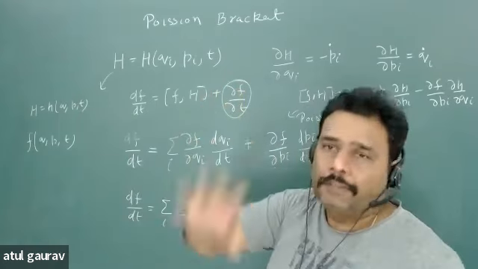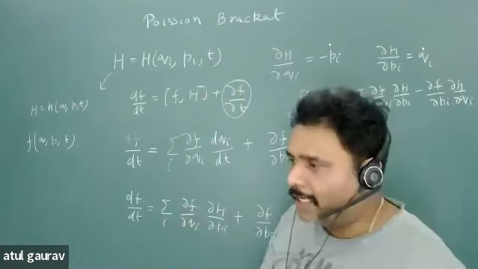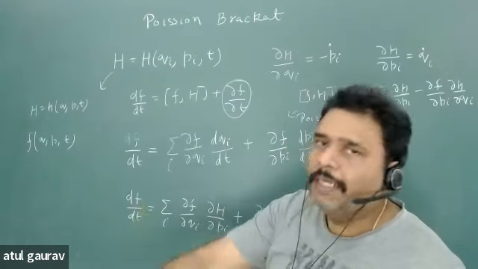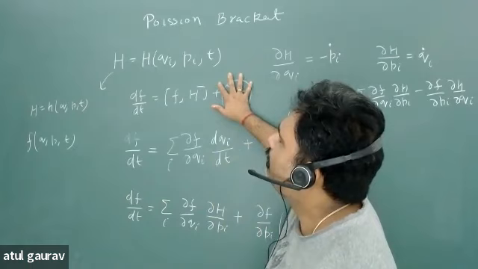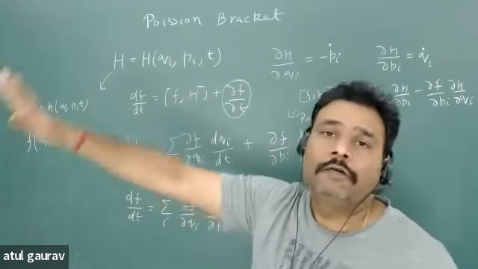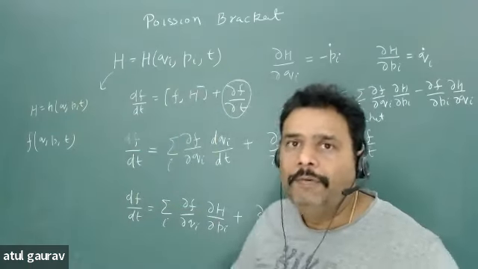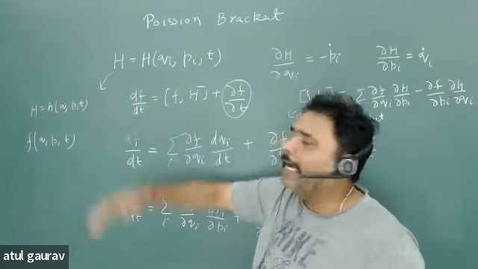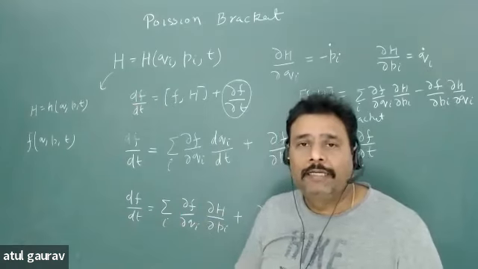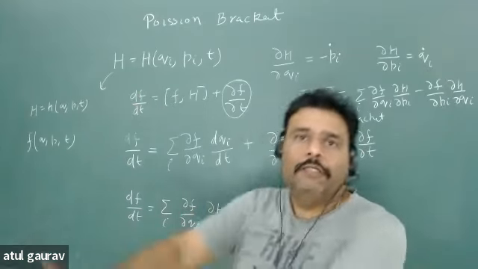It may be possible, and in the next class we will discuss this type of problem, that your f is not an explicit function of time, but it is not a constant of motion. It may be possible. And it may also be possible that your f is an explicit function of time and is actually a constant of motion.